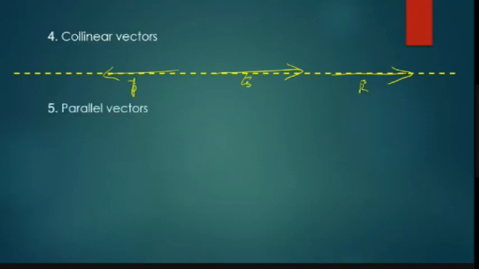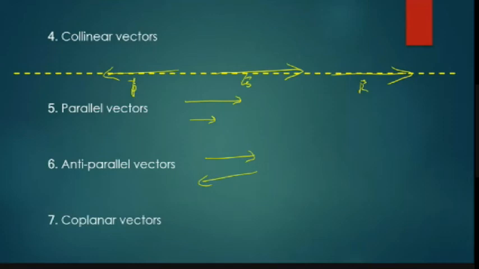Okay, next, parallel vectors. The term itself says two vectors are parallel. See here, these two vectors are parallel to each other. Next one, anti-parallel vectors. Anti-parallel vectors means they are in opposite directions. Okay, so next is coplanar vectors. What will be a coplanar vector? Any idea? Coplanar vector.